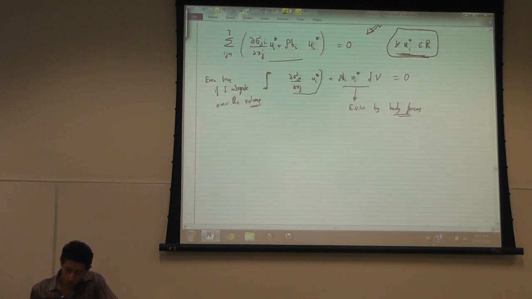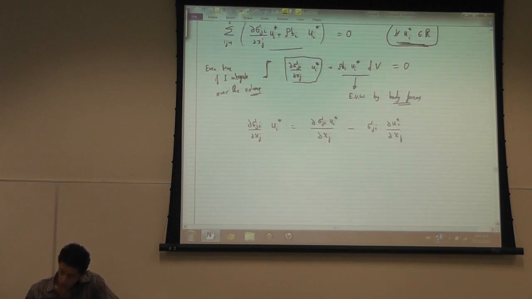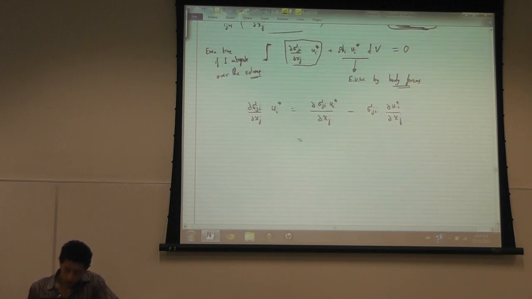Now I want to play with this term a little bit, so I'm going to take it up here. Partial sigma ji by partial xj times u i star is equal to partial of sigma ji u i star by partial xj minus sigma ji partial u i star by partial xj. Sigma ji is equal to sigma ij, so I'm going to put this as sigma ij. This is a symmetric matrix.